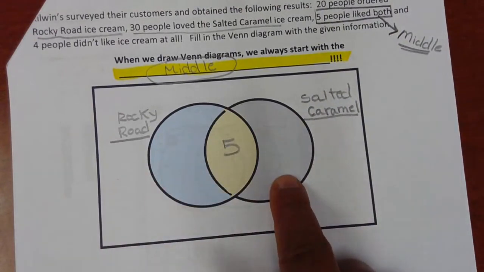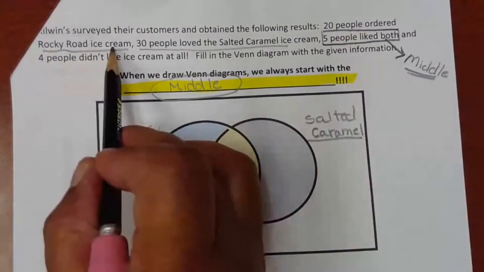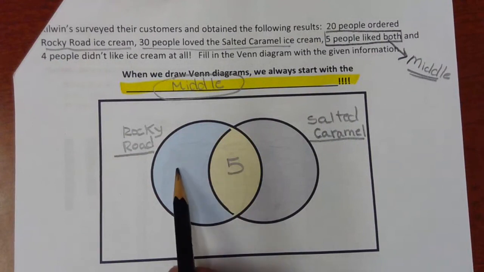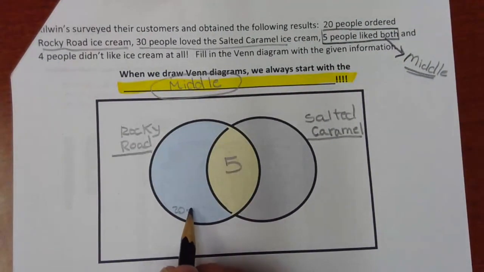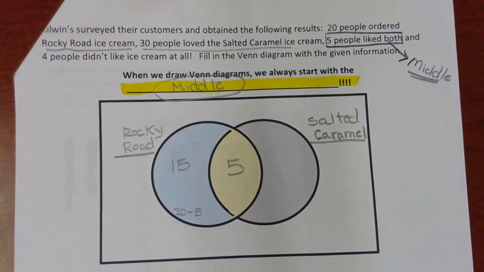Because if you go back up to these numbers, you see how it says 20 people liked Rocky Road? Well, this is already 5 of them. You don't go and put a 20 out here. You have to take 5 away from 20. And you can show that or not, but I need to see a 15 in there. Okay, I'm just putting right here where I got that from.